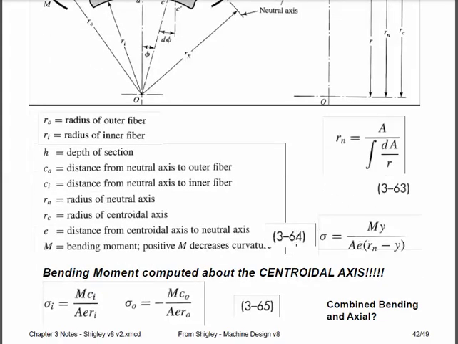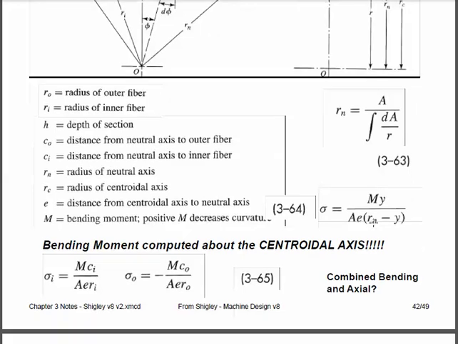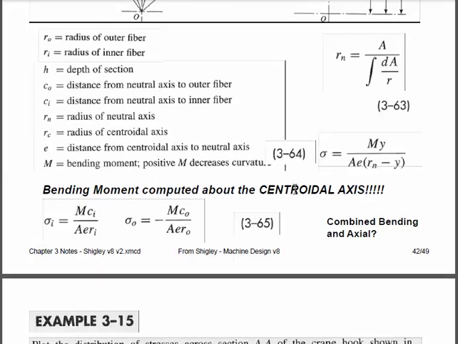And then here's the key equation for the stress. Sigma is equal to M times the y location where we want the stress, the area, the eccentricity, and the distance between the y location and the neutral axis. And when we compute bending moments, we're not going to use the neutral axis to compute the bending moments. We're going to use the centroidal axis to compute those bending moments.